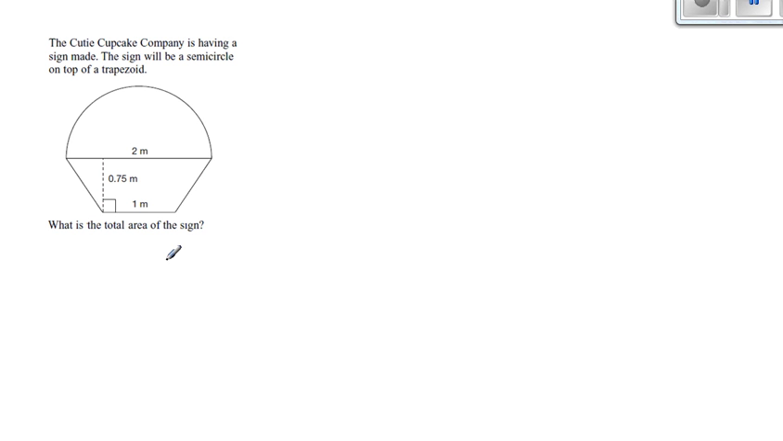So here's another composite question, but this time it's an addition question because the two shapes I have are a semicircle like this, and below it, a trapezoid.